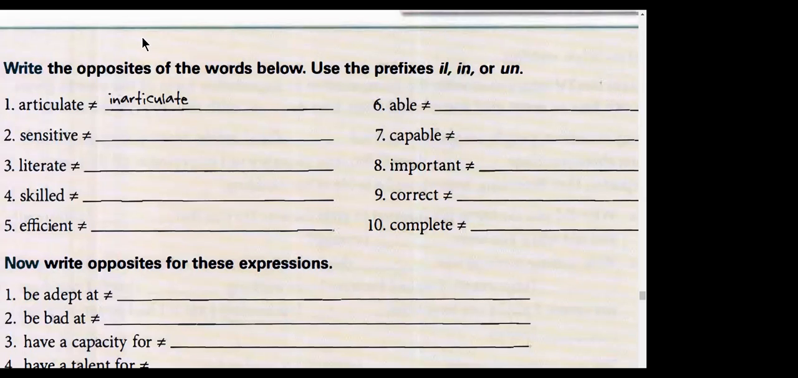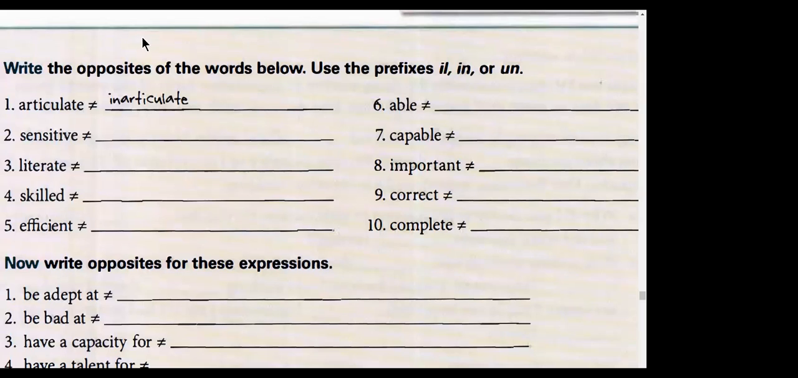Do we have to continue with the next activity? Now write opposites for these expressions. Okay, so let's go with the opposites. Be adept at. So on skill is that one, right? Yes. Be bad at. Good. Exactly. Be good. Be brilliant at.